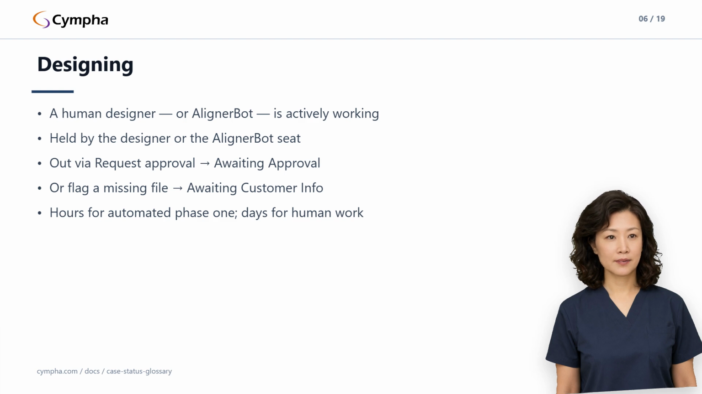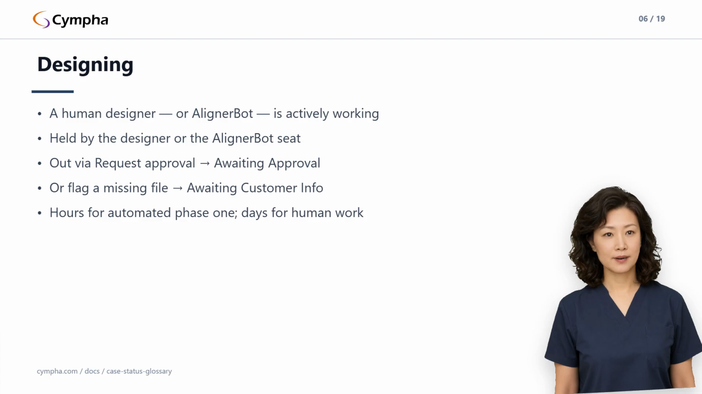Designing is the status where the actual work happens. A designer, human, or an AlignerBot seat, automated, is actively building the design. The holder is whoever is doing that work, and remember the expected role gates it. Cympha will only let a designing case sit with a designer class user. There are two ways out. The normal one: the designer finishes a deliverable and clicks request approval, which sends the case to awaiting approval for the clinician to review. The other: the designer discovers something is missing, a scan, a file, an answer, and flags it, which moves the case to awaiting customer info.